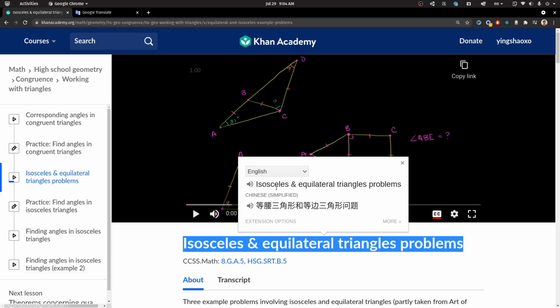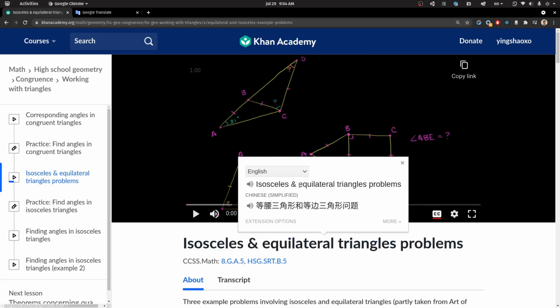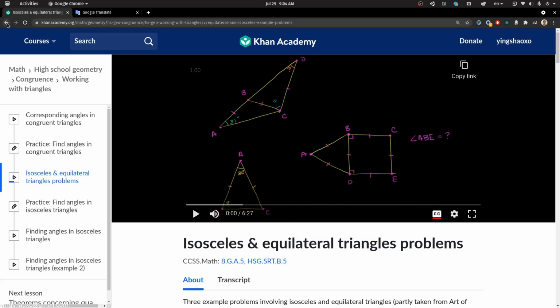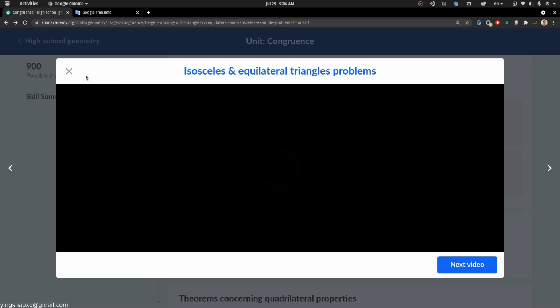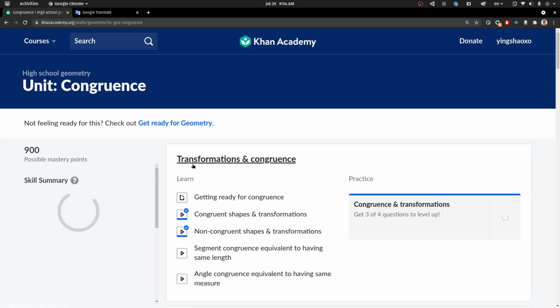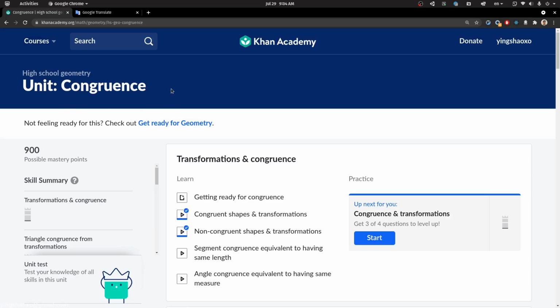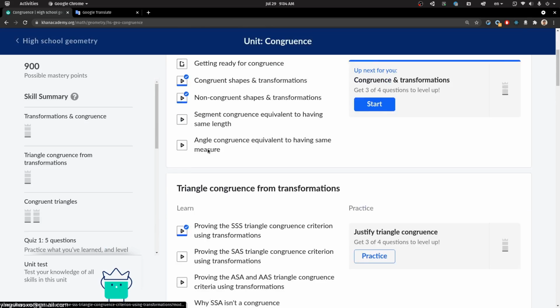So for the isosceles triangle, it means the two sides are equal. And for the equilateral triangle, which means the three sides of the triangle, they are all equal. There are two different concepts for a triangle. So that's what we have learned today.